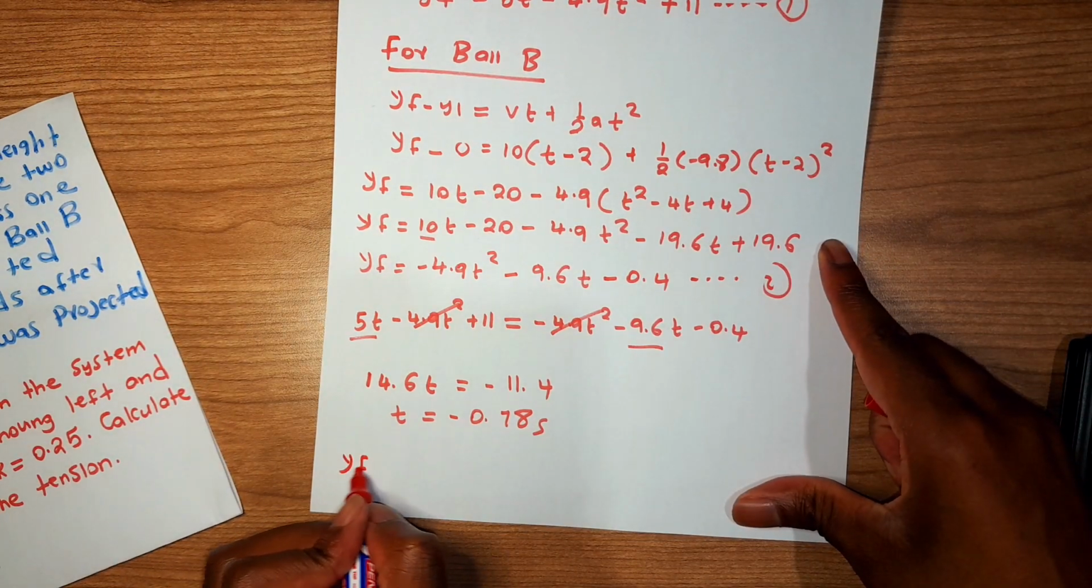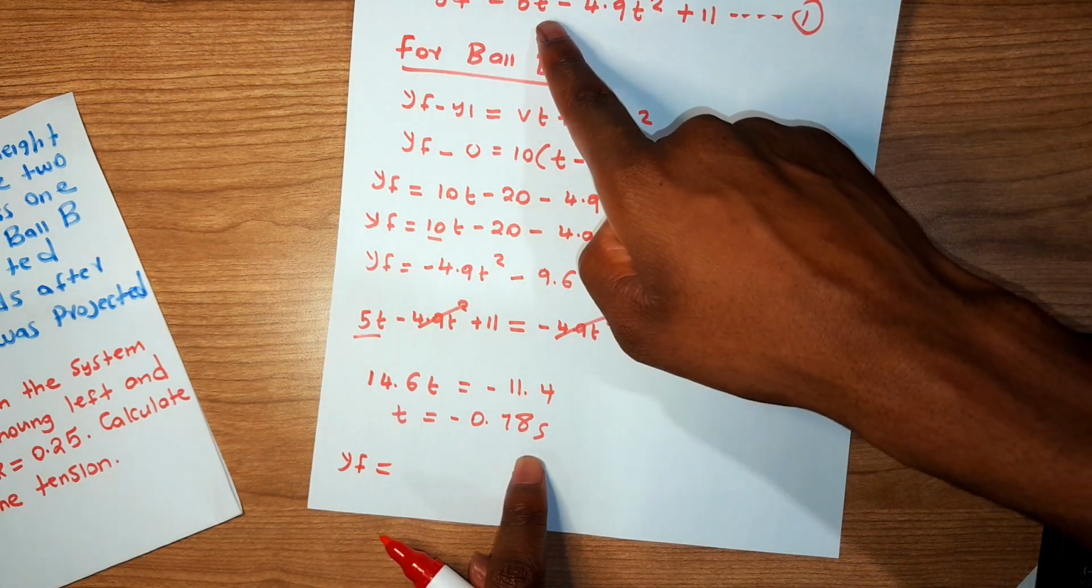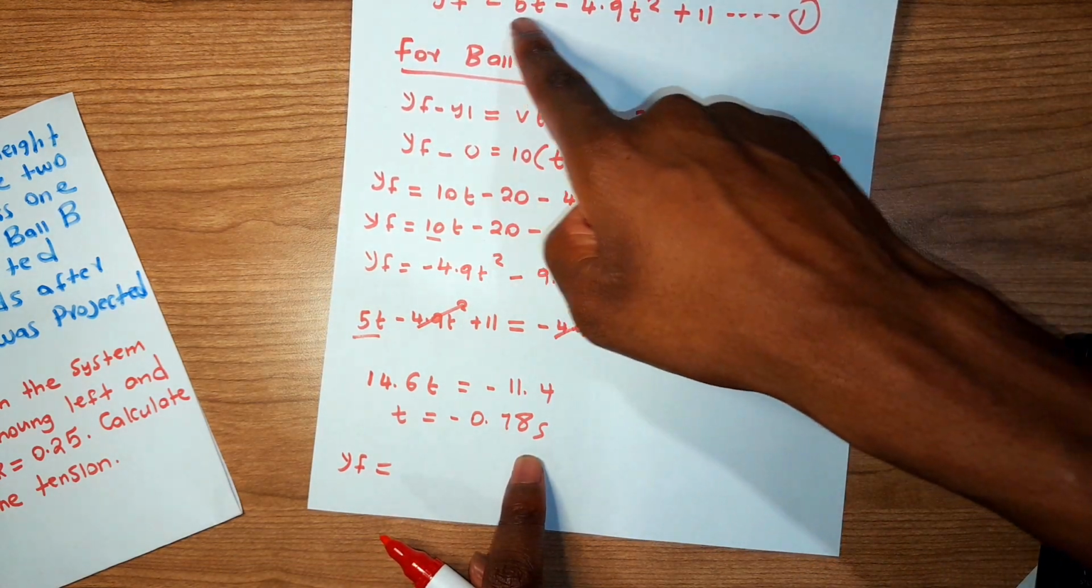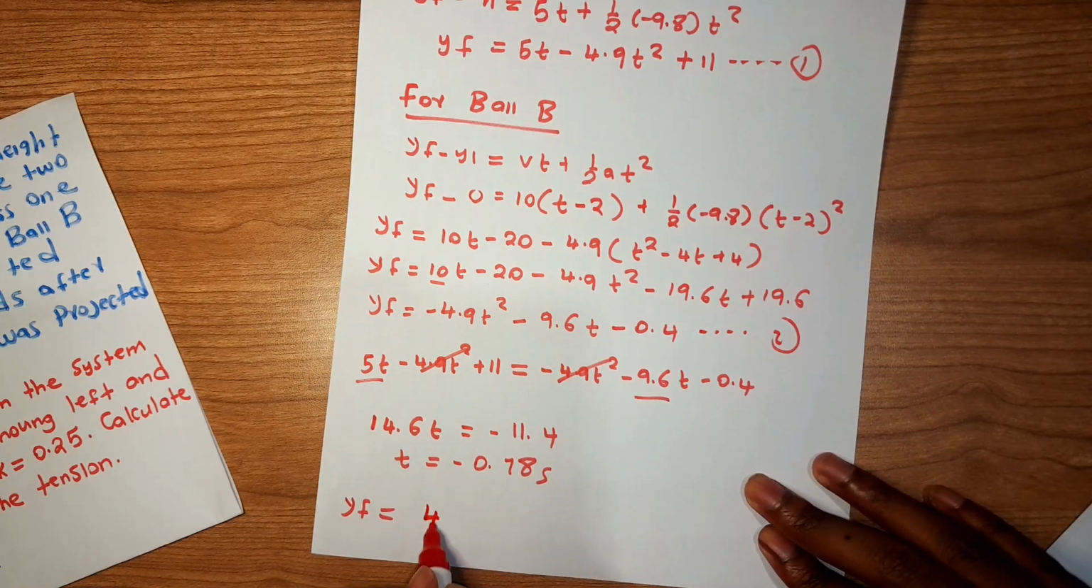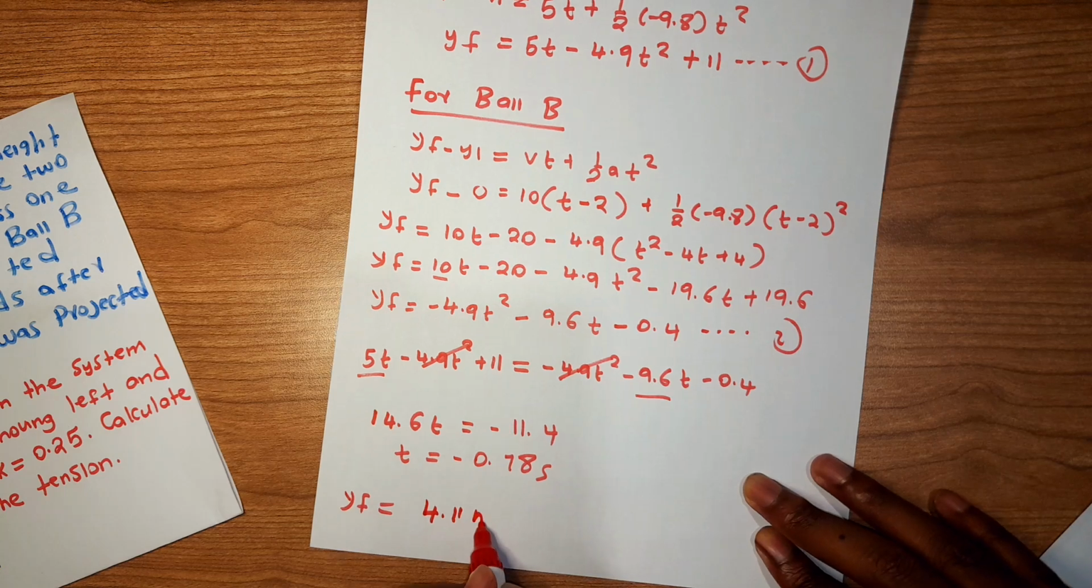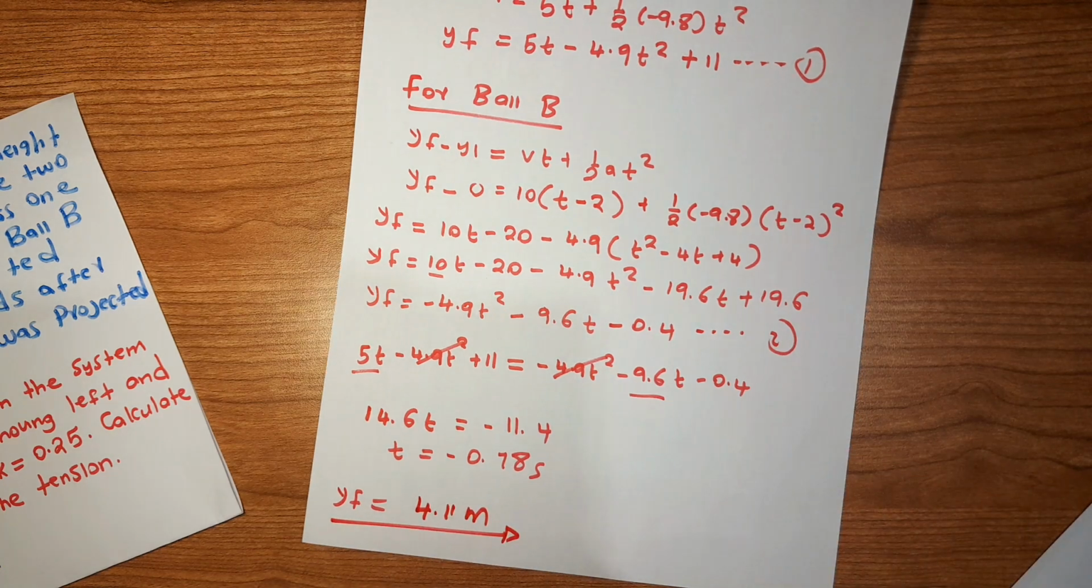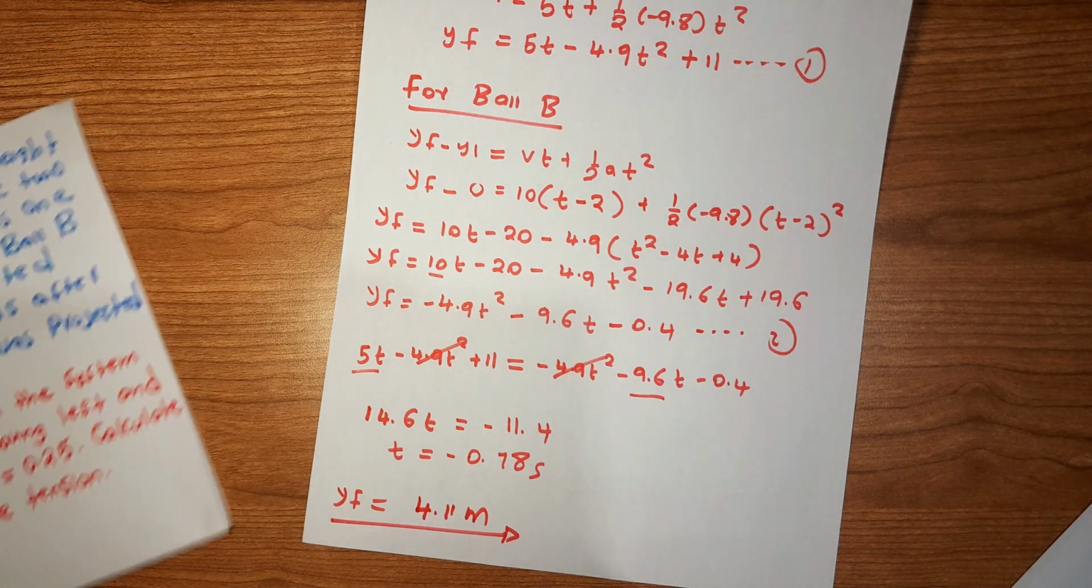So y final equals to, I'm just going to substitute t on these equations, right? I'm just going to substitute t on the first equation. So I'm going to have 5 times minus 0.78, because it's what we've got, minus 4.9 times minus 0.78 squared plus 11, and then I get the answer to be 4.11 meters. So by the way, in the exam you won't get negative time. Because I've made this question up, you can get negative time. So excuse me for that.